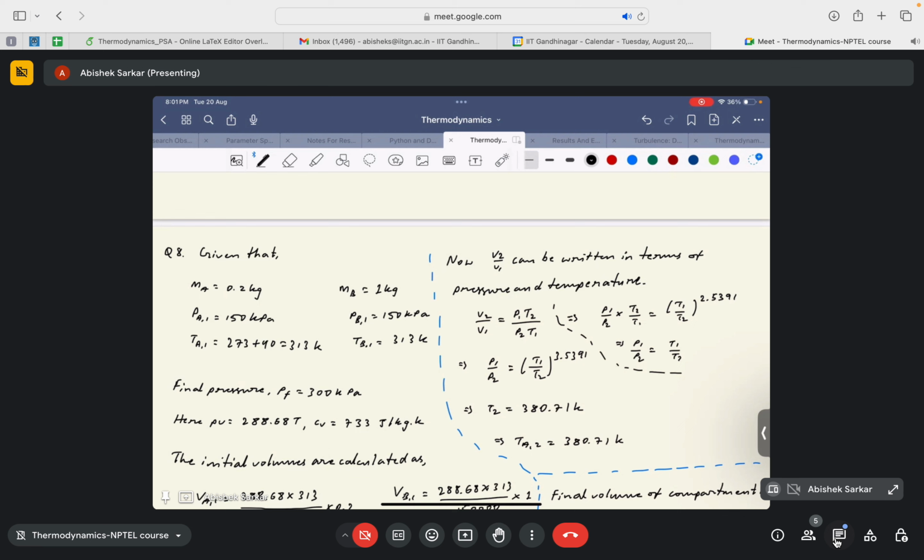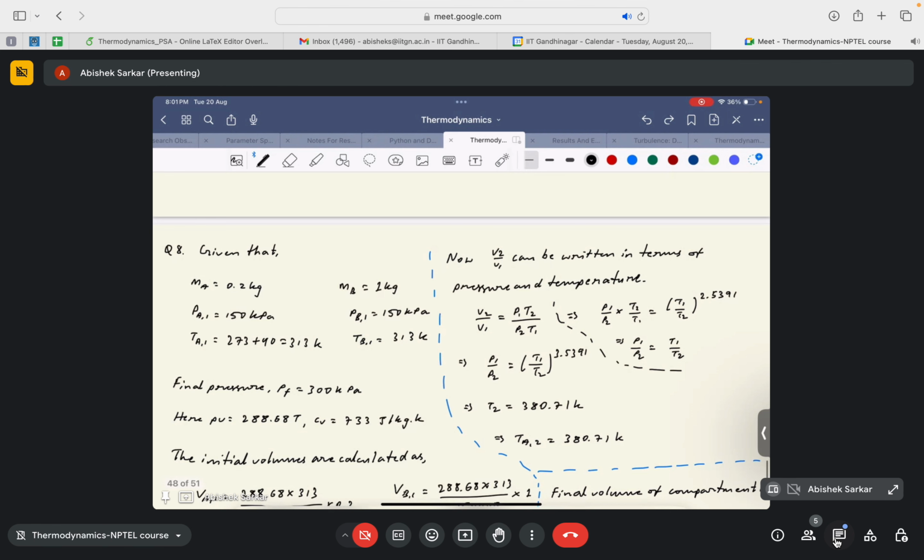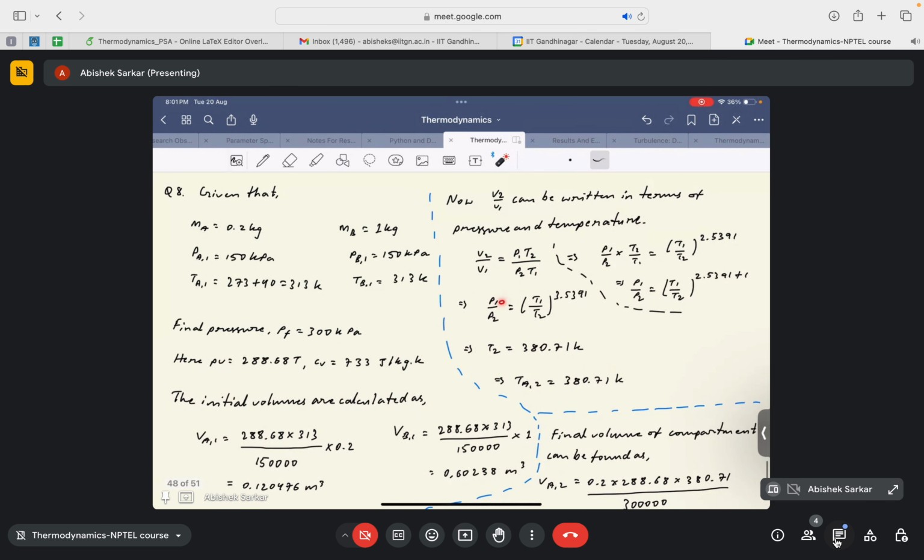or P1 by P2 equal to T1 by T2 to the power 2.5391 plus 1, because this term goes here, it gets multiplied, right? So it will be plus 1, you will get P1 by P2 is equal to T1 by T2 to the power 3.5391. So once you substitute the value of P1 and P2, P1 is 150 kilopascal, P2 is 300 kilopascal, right? And T1. So once you substitute the values of P1, P2 and T1, you get that T2 is equal to 380.71 Kelvin, or TA2, that is temperature of compartment A, is 380.71 Kelvin. So is it clear till now? So that was the final solution.